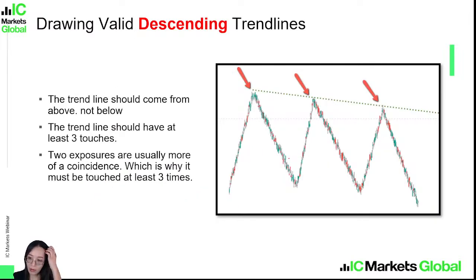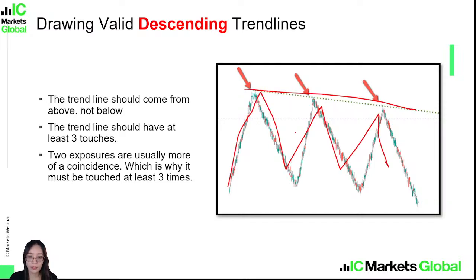Descending trend line or downtrend. Price makes lower low, lower high? You need to draw on the top of the price above. Okay, at least 3 touches, not 2, but at least 3. But it doesn't need to be consecutive. It could be 3 touches, one here, another one here, and then another one over there.